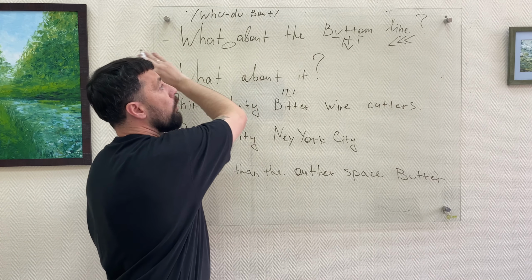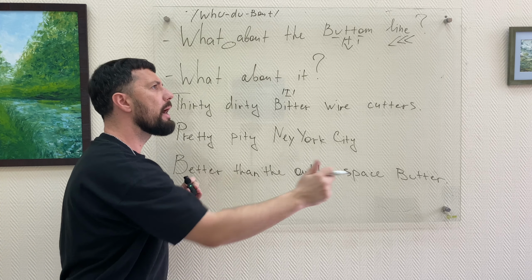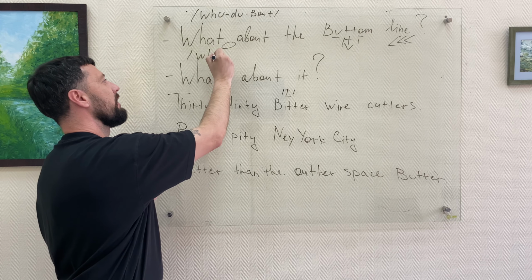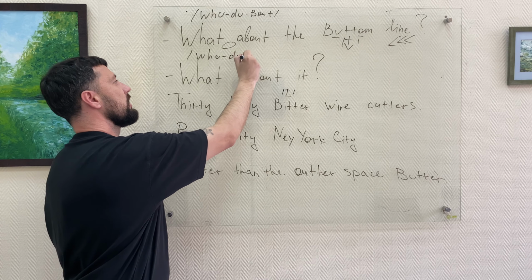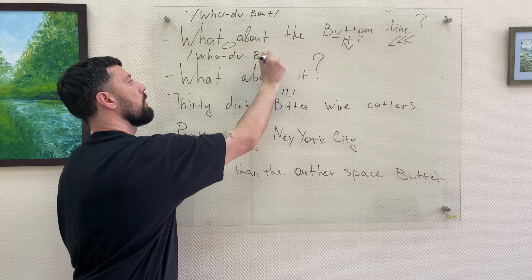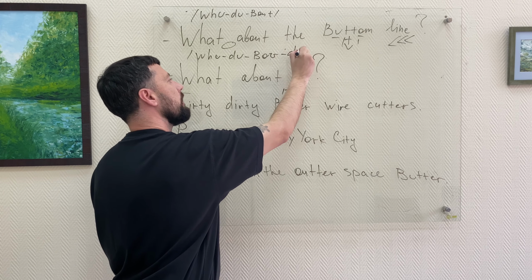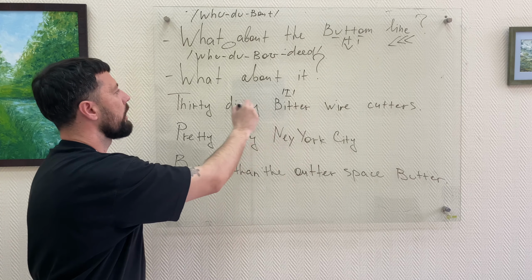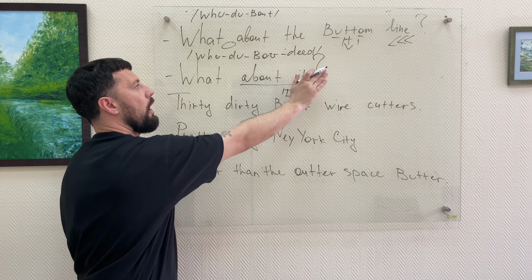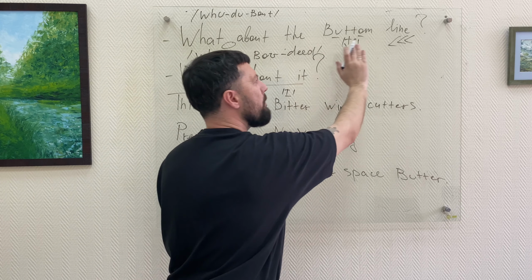What about the bottom line? Okay, what about it? Same thing. What about it? It's more like a "what." What about it? Again, say it with me. Backward sentence. About it, about it, about it, about it. What about it? What about the bottom line?